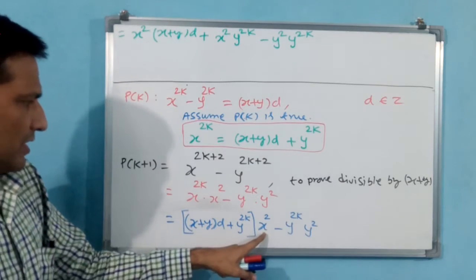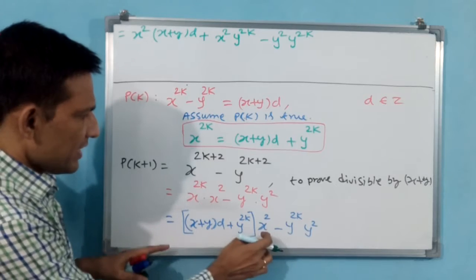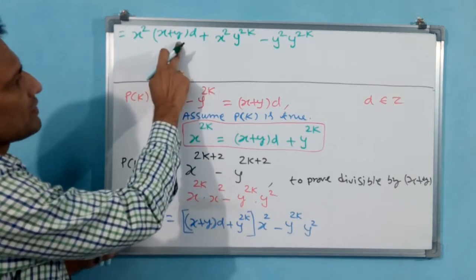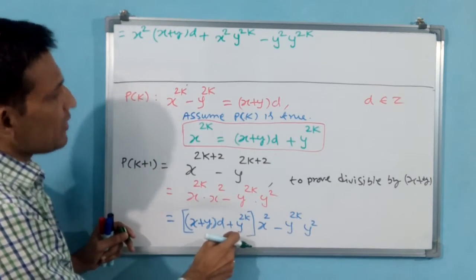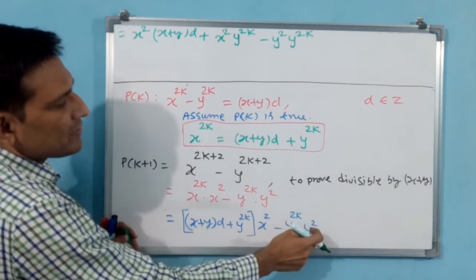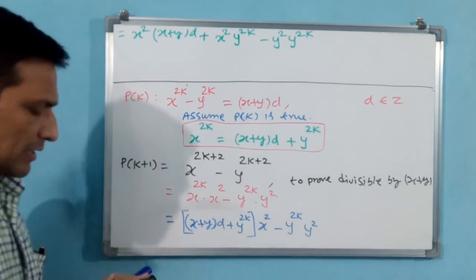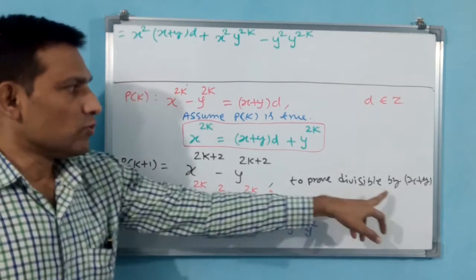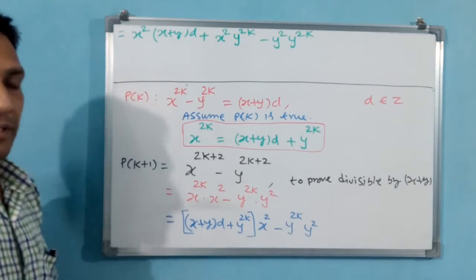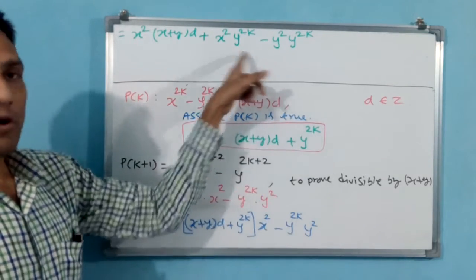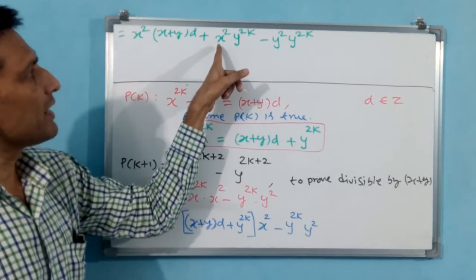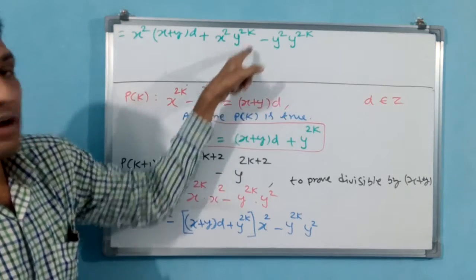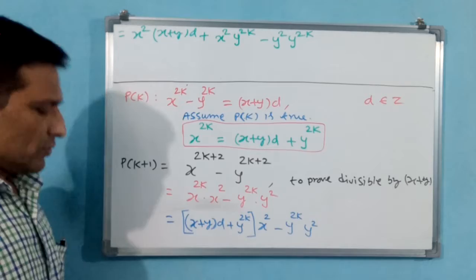You see, first you compare this. Here inside plus is there, but outside I have multiplied x square into d into x plus y plus x square into y to the power of 2k minus y square into y to the power of 2k. Now you stop and analyze what you can do. Why? Because you want to prove that it is divisible by x plus y. That means you have to bring the x plus y into x minus y form. How to bring x square minus y square? Y to the power of 2k is common. Like that you have to think and proceed further.